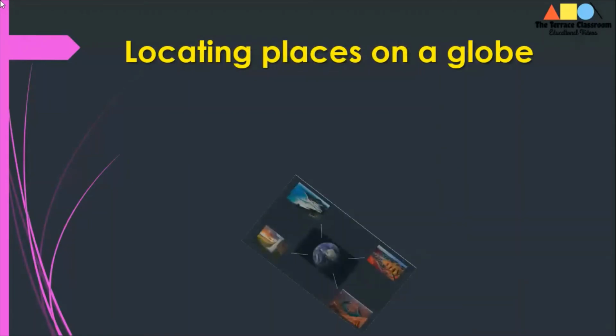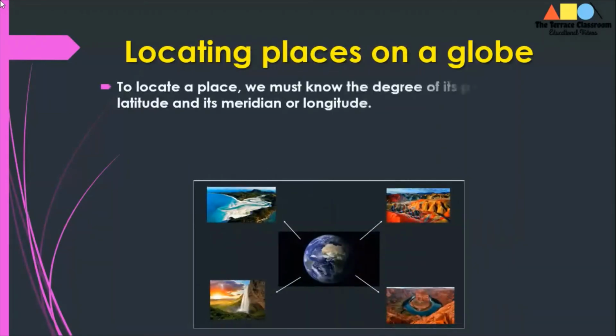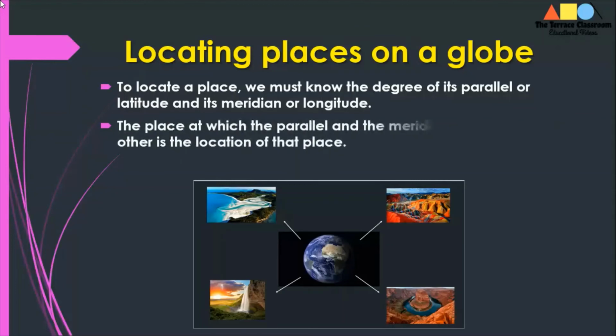So now we know all about parallels and meridians. But we must also know the use of it. So here it is. It's locating places on a globe. To locate a place, we must know the degree of its parallel or latitude and its meridian or longitude. The place at which the parallel and the meridian cross each other is the location of that place.